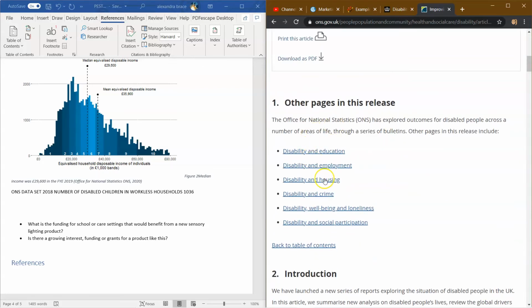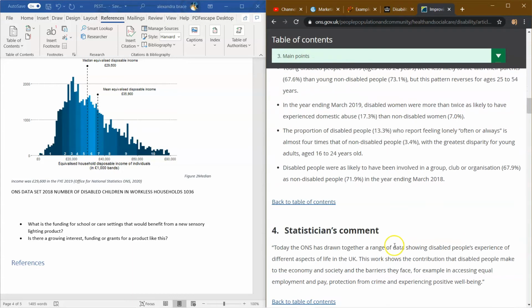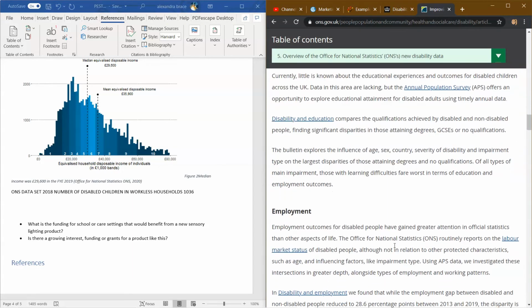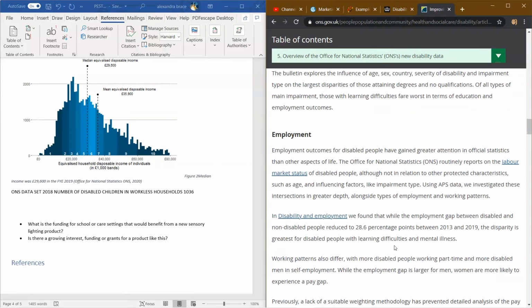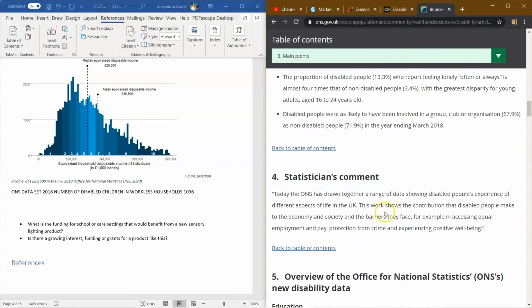Then it will give you the key areas that it looks at, so education, employment, housing, crime, well-being, social participation, and it will take you through a summary of the report. Now the summary is quite good to actually look at, and then if you wanted to find out more information, you can click on the different links. You can also download Excel documents as well, which you can then do your own analysis of that data.